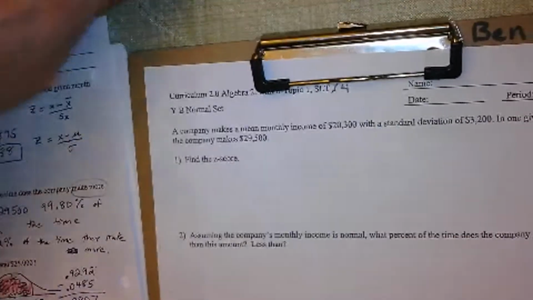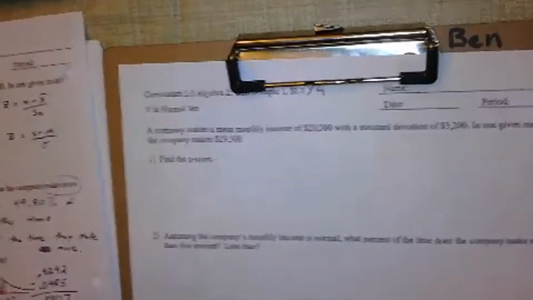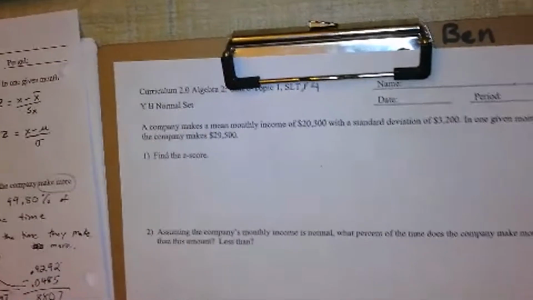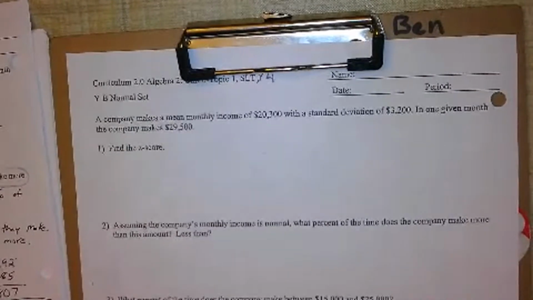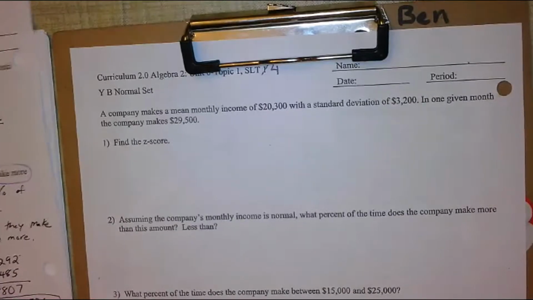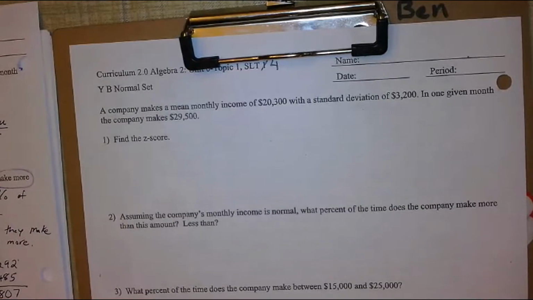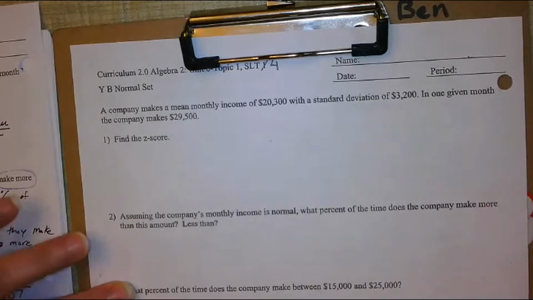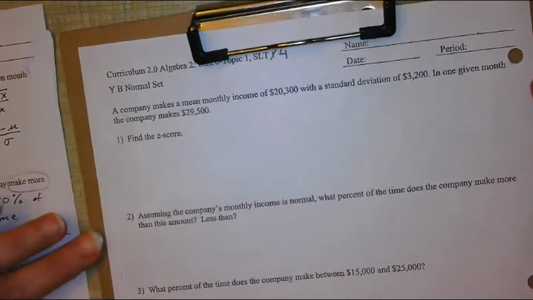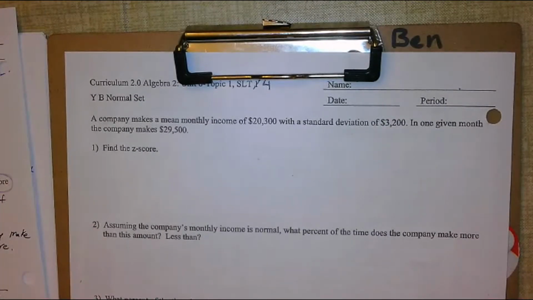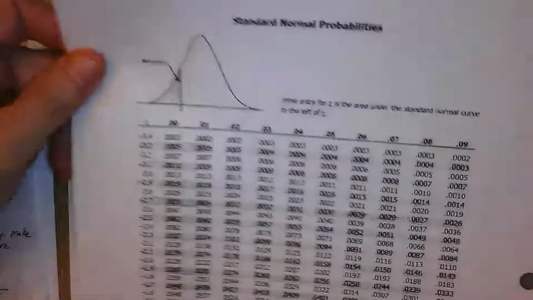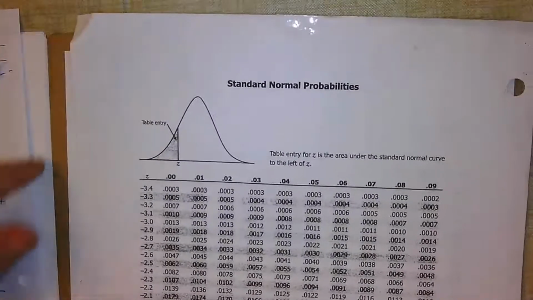Right, so this is going to be a video on Unit 6, Topic 1, SLT 4, using z-scores to find the area under the normal curve. To complete this, obviously, you will need your worksheet. You will also need a normal probability curves table. So here you go. Those are the two things you need.